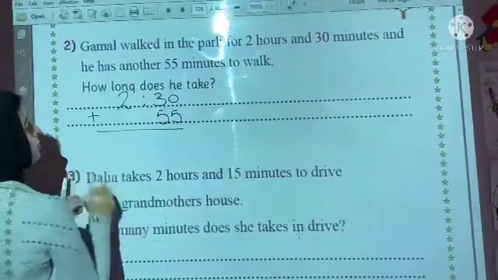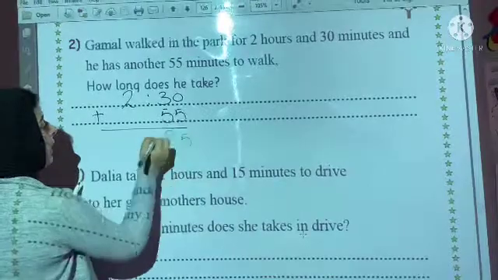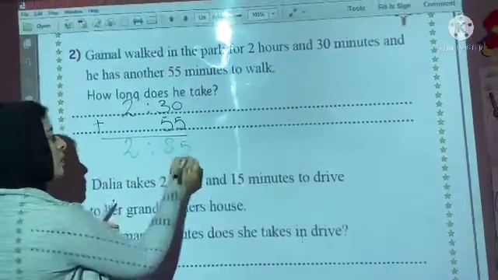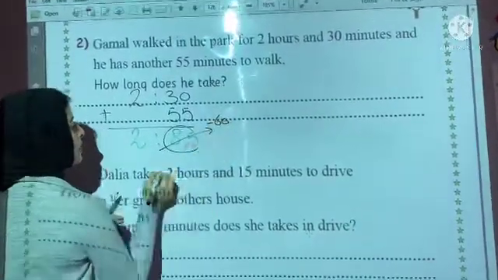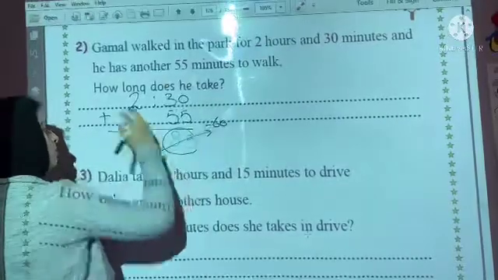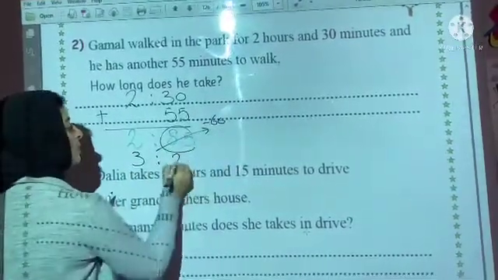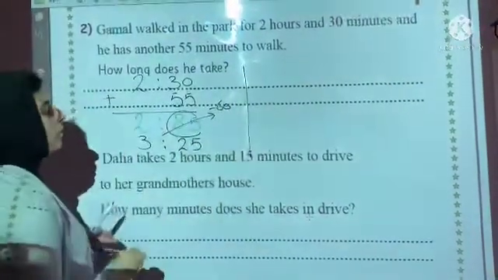55 minutes. So 0 plus 5 equals 5, 3 plus 5 equals 8, and 2 bring it down the same. But here in the minutes I have a number larger than 60, so I'm gonna minus 60. That means I have 1 hour, I'm gonna put it in the hours, so the 2 will be 3, and 85 minus 60 will be 25. Okay, and I can solve it another way.